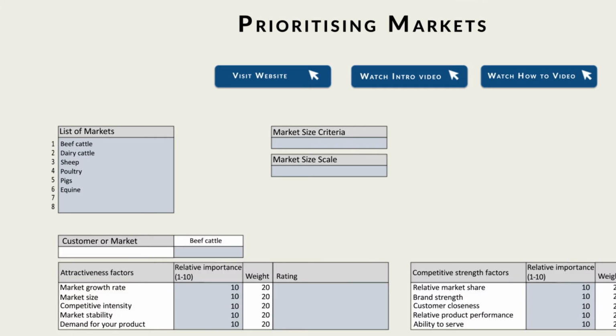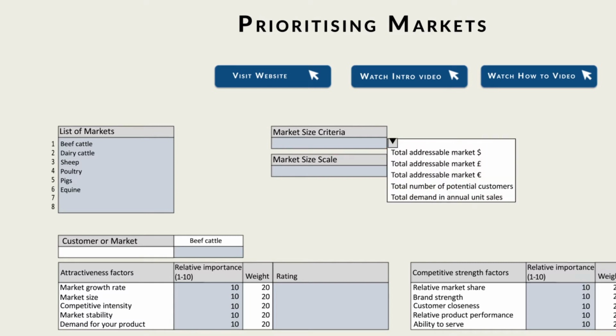Now, before we get to those, we need to decide how we are going to size the markets. This is typically expressed as the total addressable market, which is the total revenue available for your product or service. And you can see you have a choice of 3 different currencies for that option. But you could size the market in terms of total number of potential customers or total number of units sold.